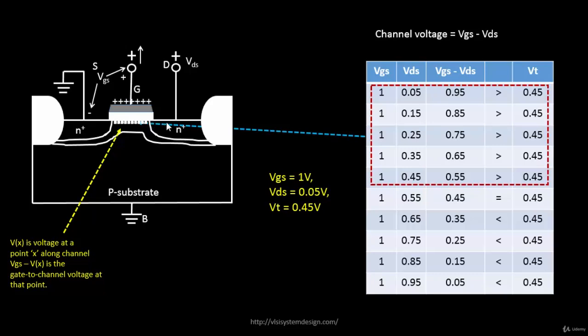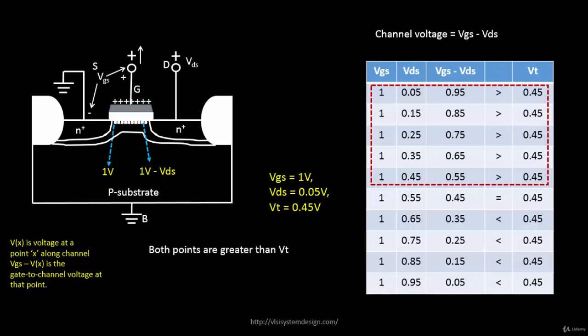But there might be a case where your channel voltage will go below your threshold voltage and things will drastically change. We'll move to that in some time, but before that, to conclude this discussion, you have this point at 1 volt because your VGS is constant at 1 volt. This other point is at 1 volt minus VDS, which is VGS minus VDS. So technically this point will be at 0.95, 0.85, 0.75, 0.65, and 0.55 volts respectively. Your channel voltage tends to be greater than the threshold voltage, and as a result you still see a conducting channel.